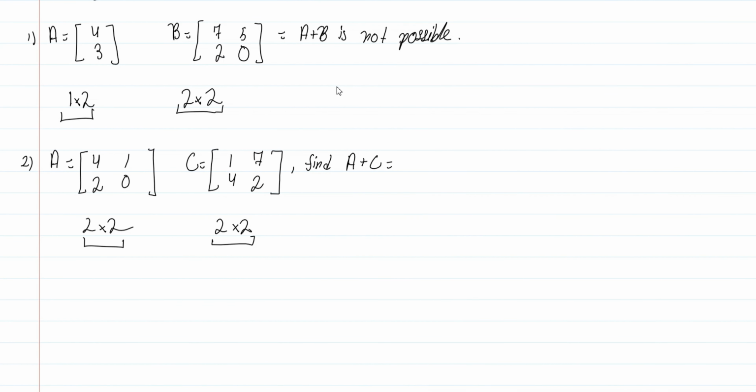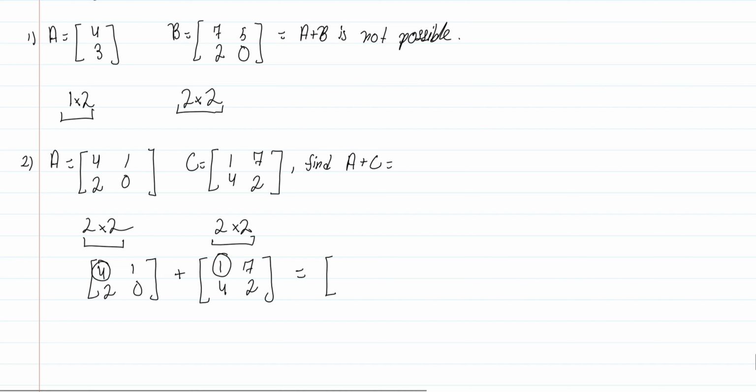For addition and subtraction, just write it down. The matrix A 4 2 1 0 plus 1 4 7 2. When you have to add these two matrices, you have to remember the corresponding elements are going to be added or subtracted. Like this 4 will be added with 1, and the next number in the row will be added with this, and then this will be added with this, and this will be added with this.